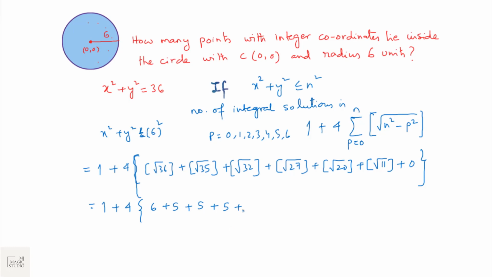That means root 20 value lies between 4 and 5. Box function is 4. Root 11 greater than 3. Box function is 3. We end up here. That is 1 plus 4 into, that would be 15, 25, 28. 28 into 4 is 112 plus 1, 113.